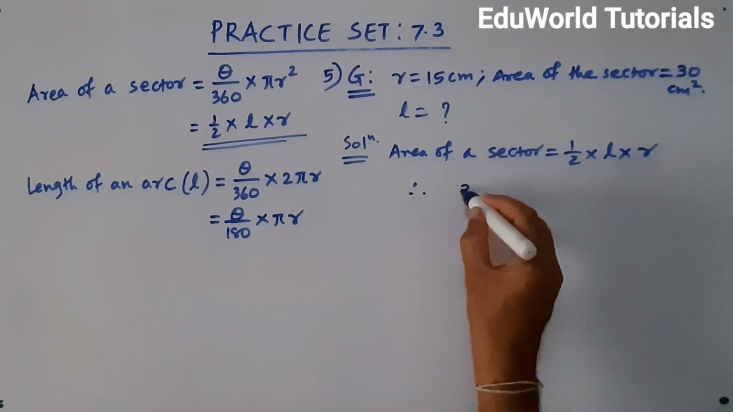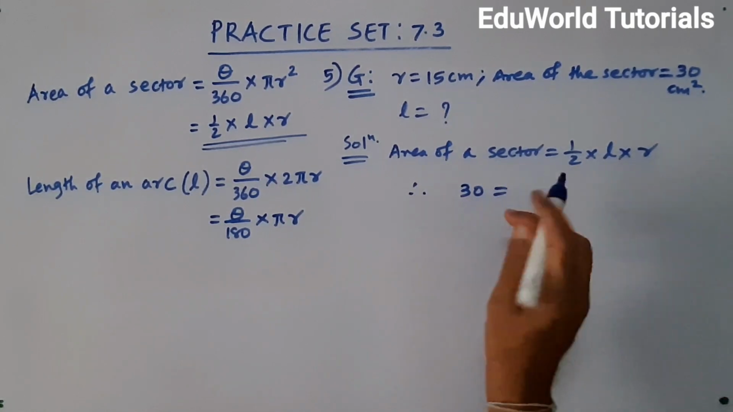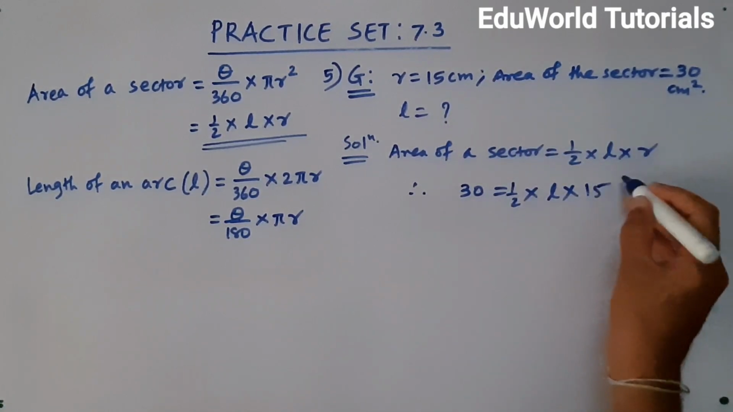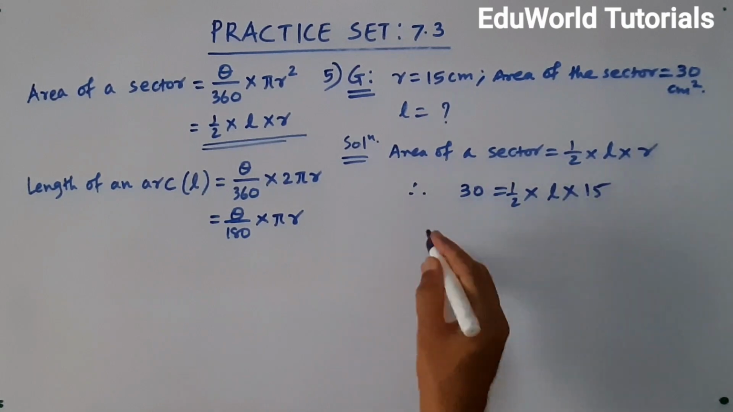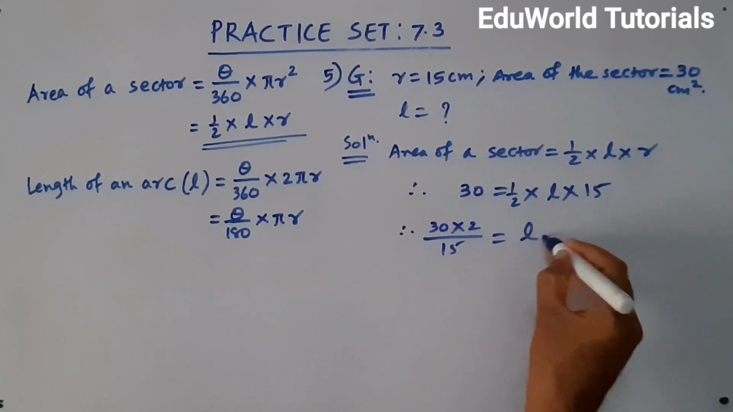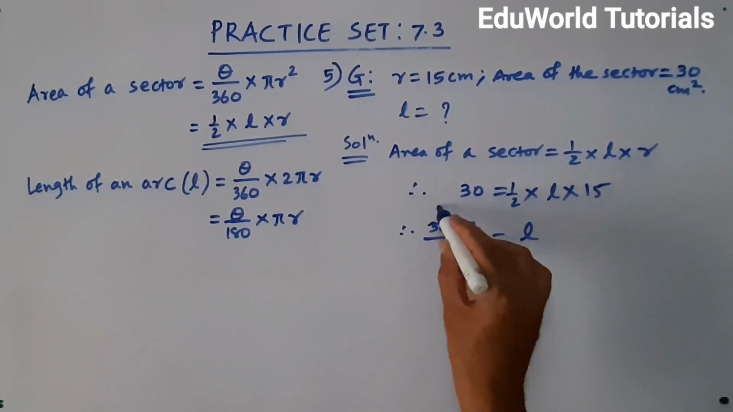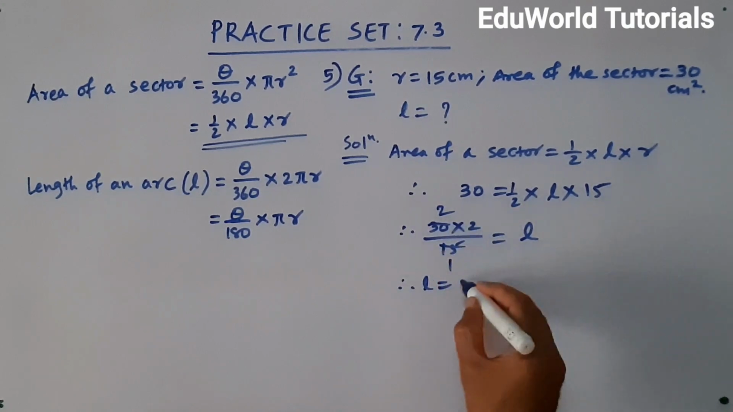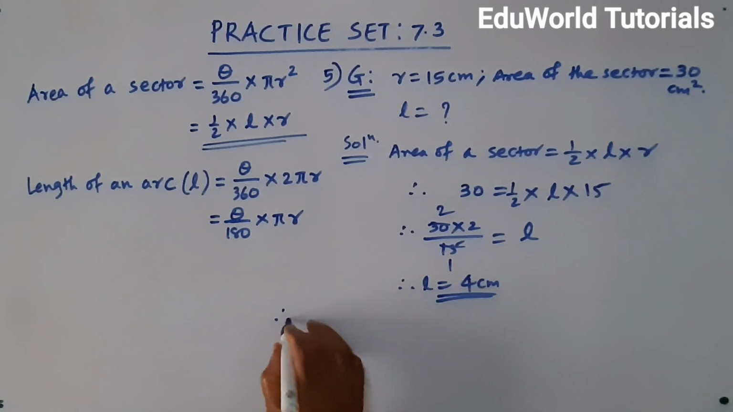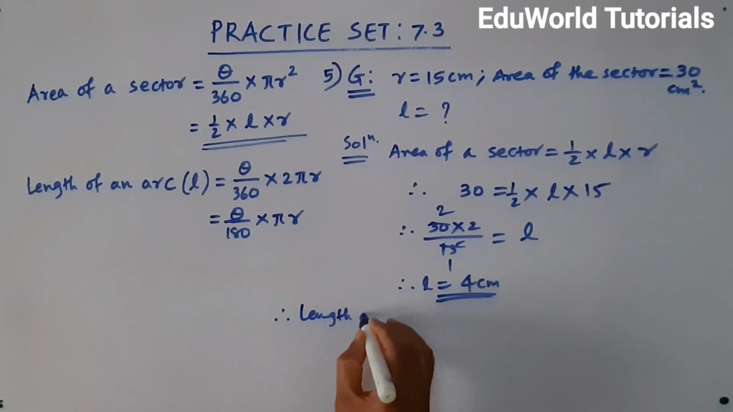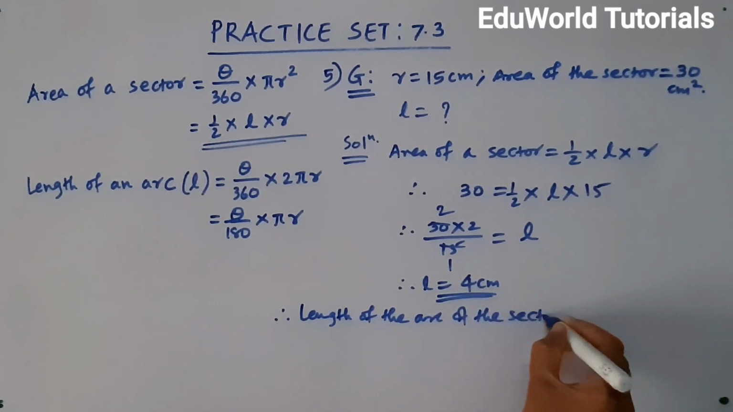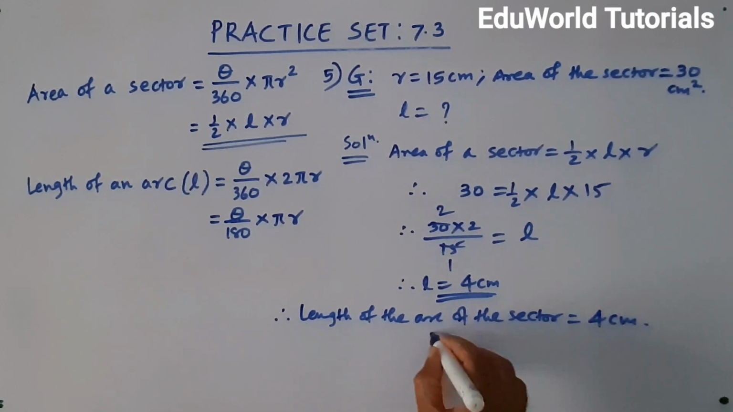Now the area of sector is 30, so I will write 30 here and put the values. Half into what is the length of arc? We have to find that. What is the radius of the circle? Which is 15. Bring this number 15 and 1 by 2 to this side. So I have 30 multiplied by 2 divided by 15, is equal to L. You know the rules. 15 ones are 15, 15 twos are 30. So what is the length of the arc? 2 twos are 4 centimeter. Therefore the length of the arc of the sector is 4 centimeter. Simple it is.